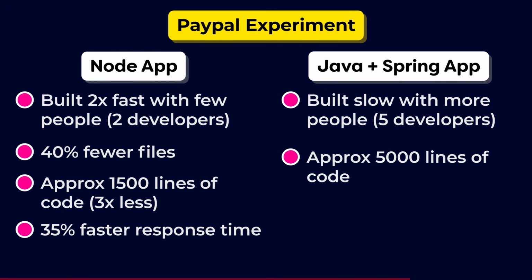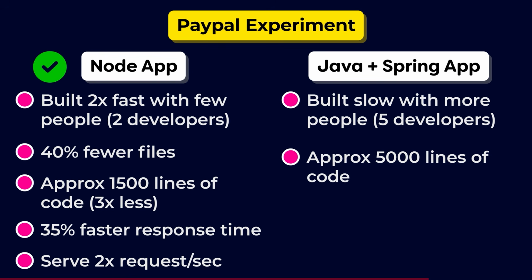and a Node application can serve almost 2x requests per second than a Java application. This result shocked everyone, and people immediately migrated many services from Java to Node.js. This is really cool, right?